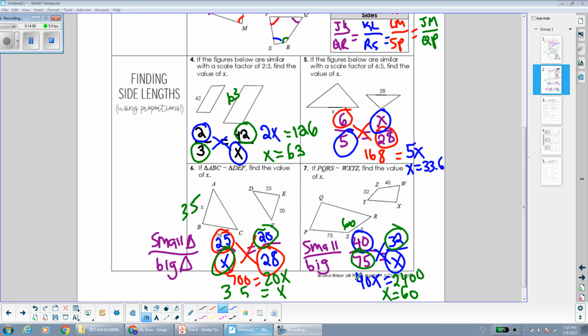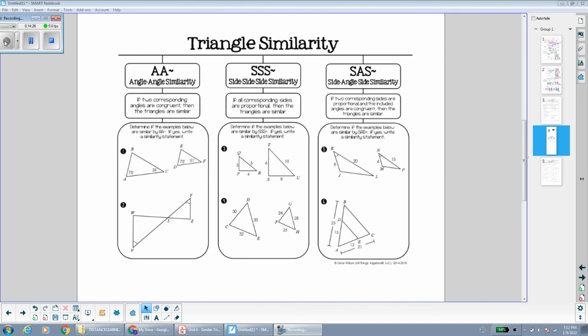I set up the proportion here for this quadrilateral using the same idea. A side from the small quadrilateral over the corresponding side from the big quadrilateral, a second side from the small quadrilateral over the corresponding side to it from the big quadrilateral. Cross multiplying and solving for x, we get x is equal to 60.